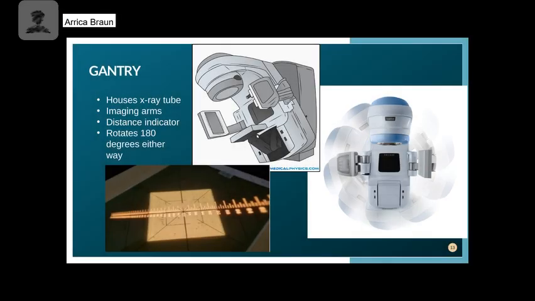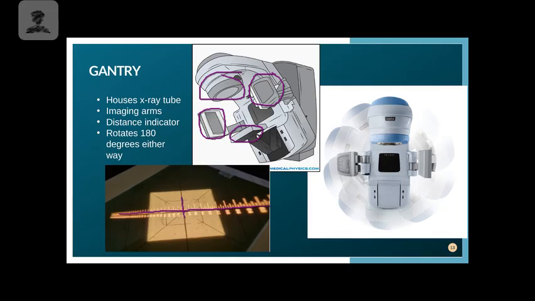So again, our gantry is going to house our x-ray tube and the whole process within there. We're going to have our imaging arms that come out. So this is a good representation of when those imaging arms are out. This is the kV x-ray tube, and this is the kV detector. We have our MV gantry head, and then we have our portal imager that comes out down here. We have our distance indicator. So remember when I was saying that it was going to put a measurement down on the patient's skin? This is also for quality control, but it's a ruler that it shines down and tells you all of your centimeters as you go down.